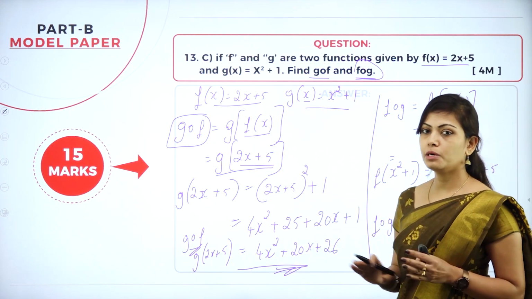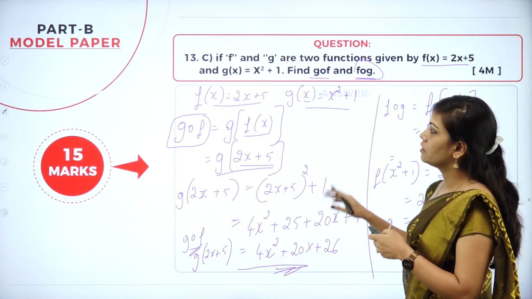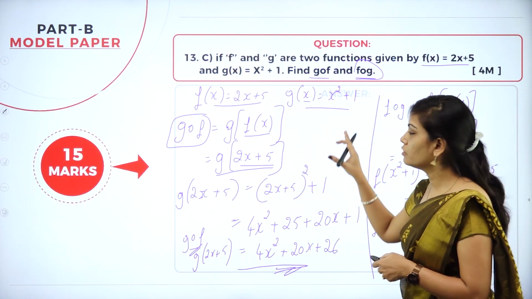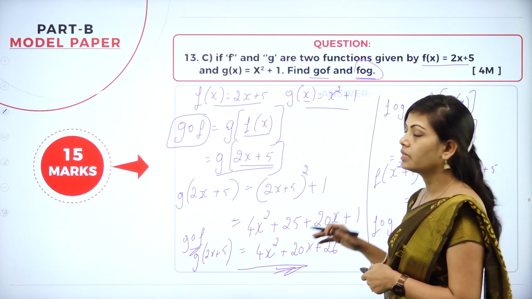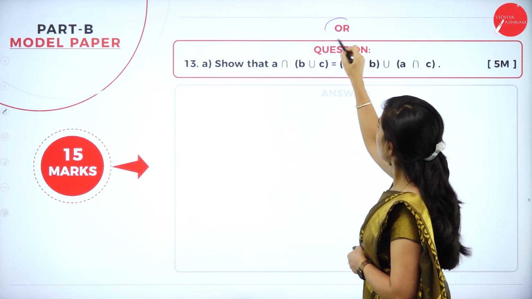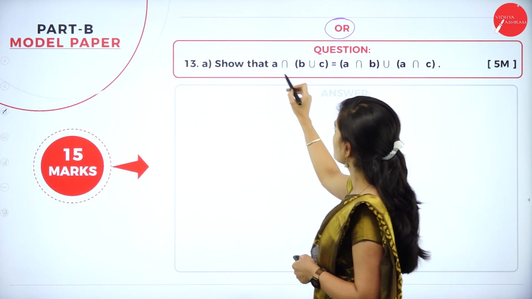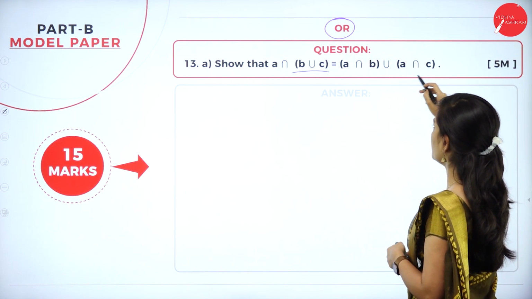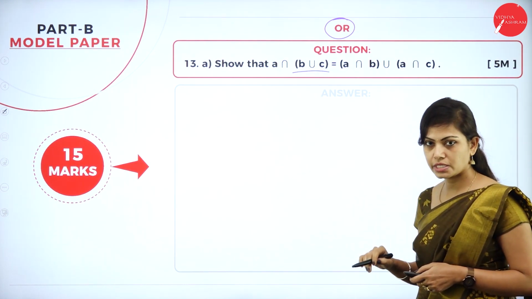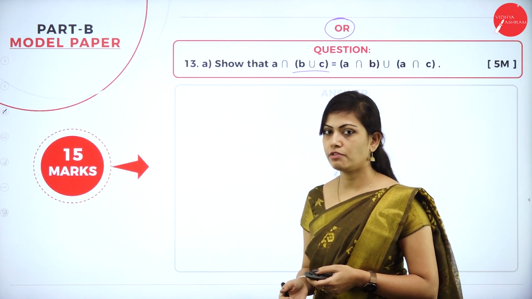Definitely there will be a problem on this f of g and g of f concept. Clear? So this is your 13th question, 13th A, B, C, and next you have a choice, 13th A. Show that A intersection B union C is equal to A intersection B union A intersection C. So already I have discussed this distributive law, associative law, right?